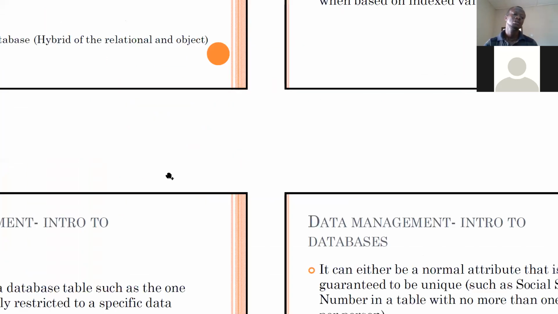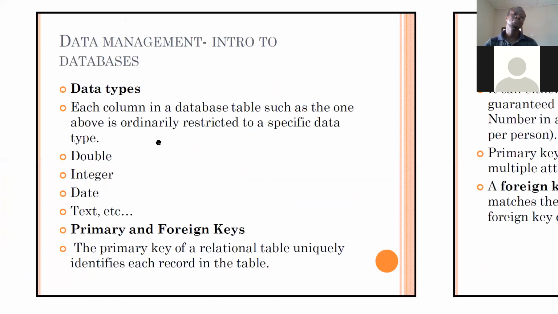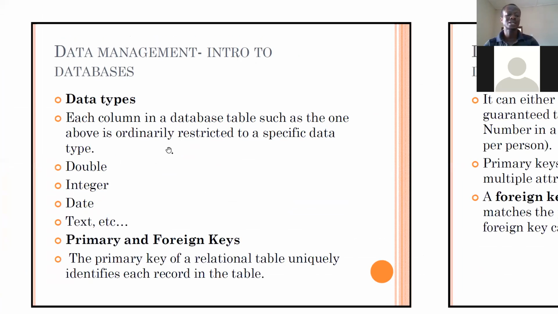So let's move on. Databases are really like tables. You think about it as tables with predefined types. But in the tables, we have columns. And in those columns, we have what?